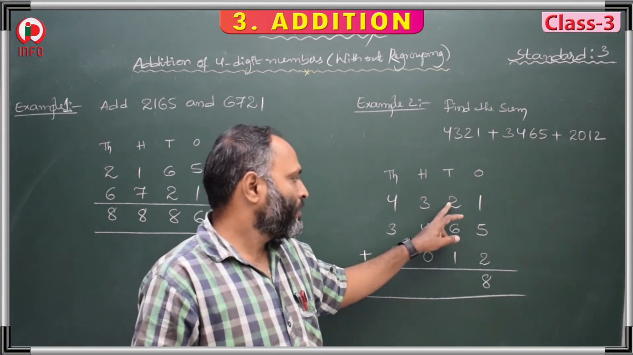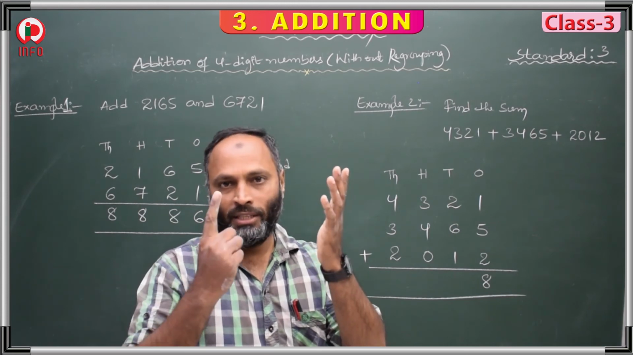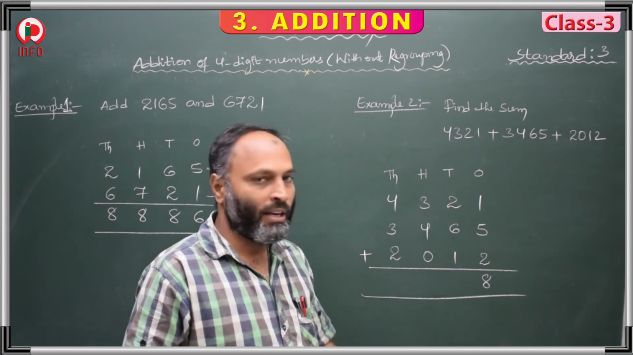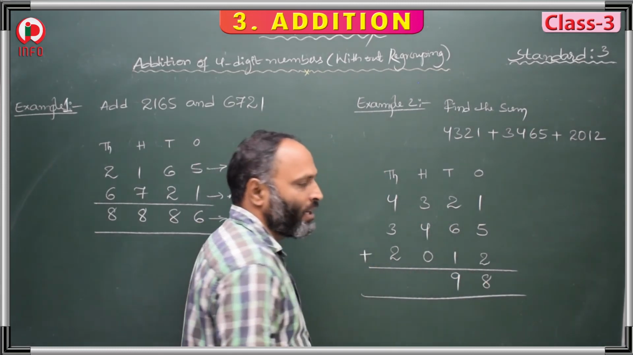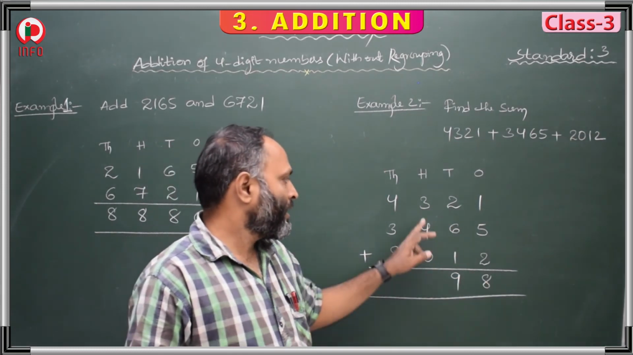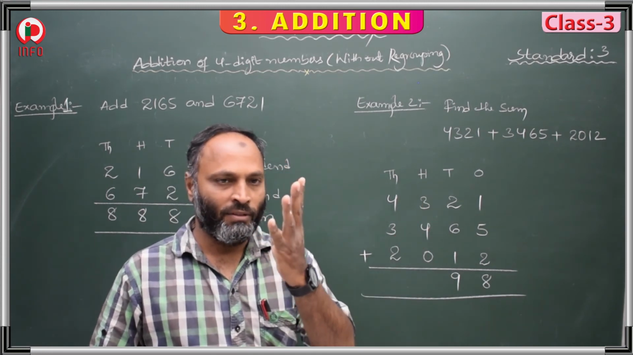Then 2 plus 6, 8. 8 plus 1, 9. 9 is a single digit number. We keep it below the tens place. Then 3 plus 4, 3, 4, 5, 6, 7.